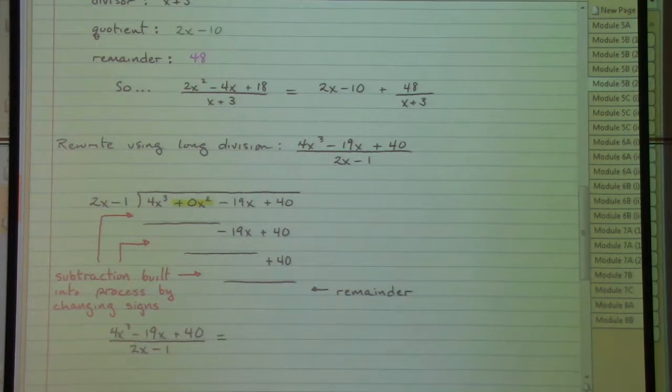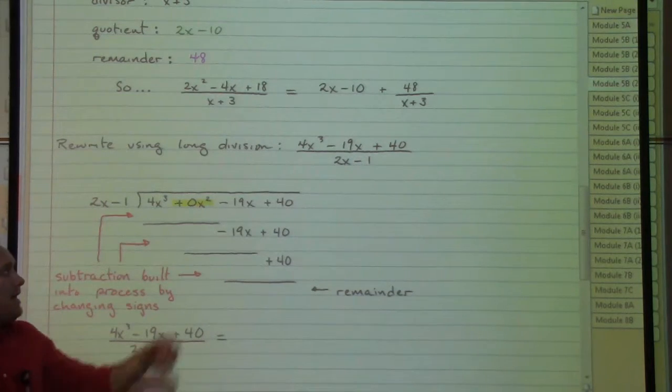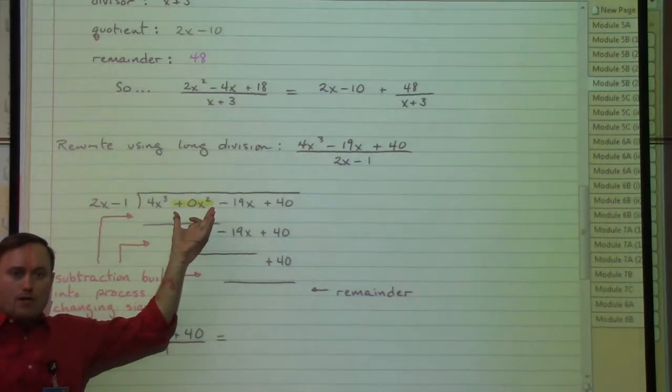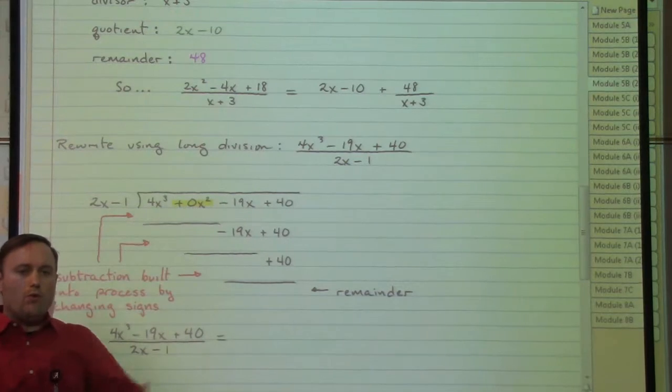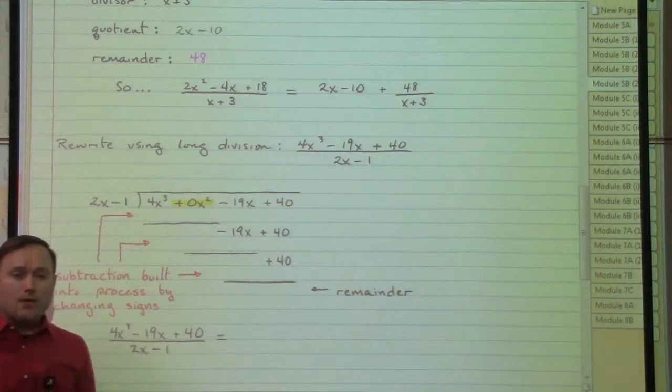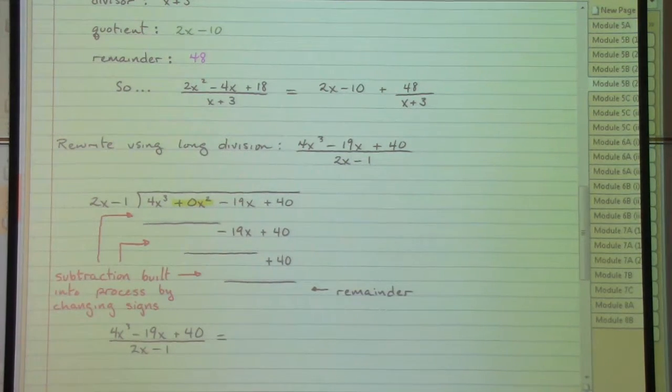Again, my preference is having that placeholder in there. So, on the off chance that I end up having some x squared stuff appearing as I work through my steps, I've got a place for it to go so that I can keep things nice and neat. Now, I want to actually begin working through that set of 4 steps.